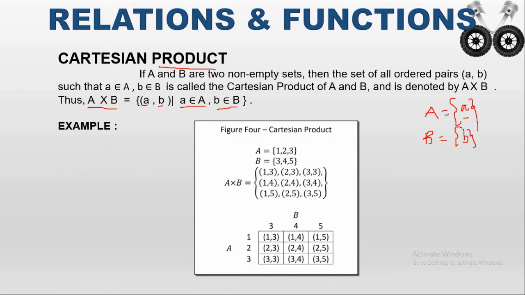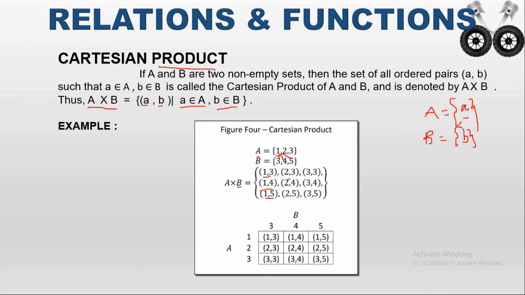So take an example. For example, A equal to {1, 2, 3} and B equal to {3, 4, 5}. I want to write the Cartesian product of A cross B. How can you write? First you have to write A cross B. That means the first element should be the element of A, and then the second should be the element of B. What is the first element of A? That is 1. So 1 is paired with 3, 4 and 5. That can be written as (1, 3), (1, 4) and (1, 5).